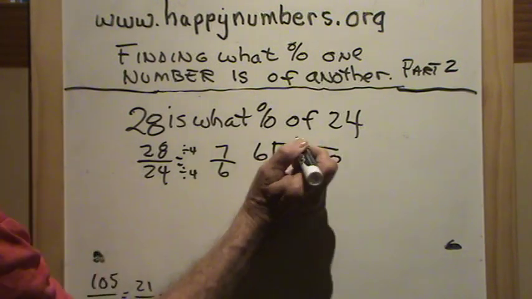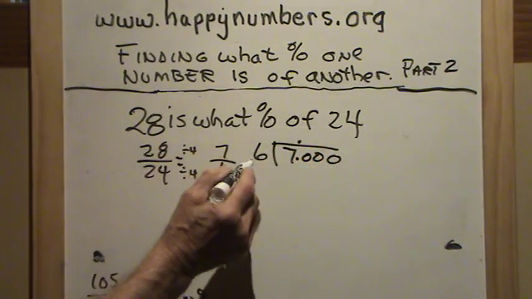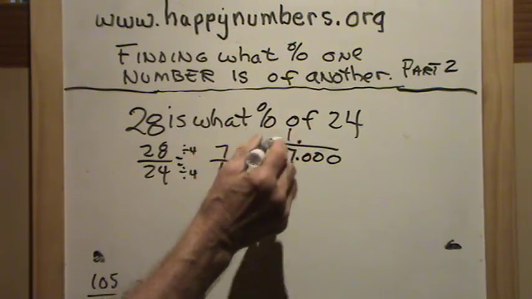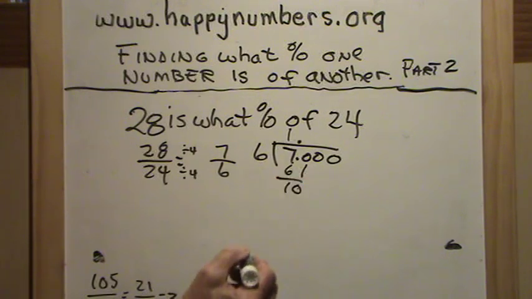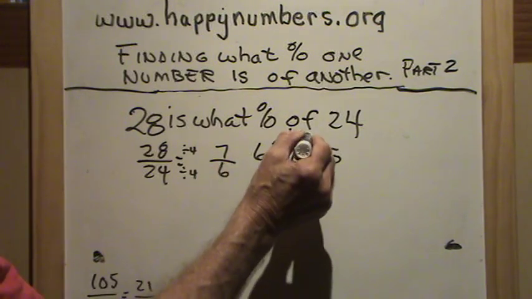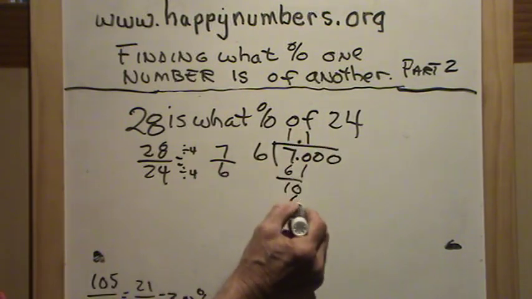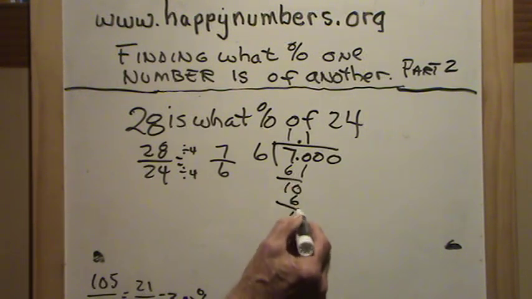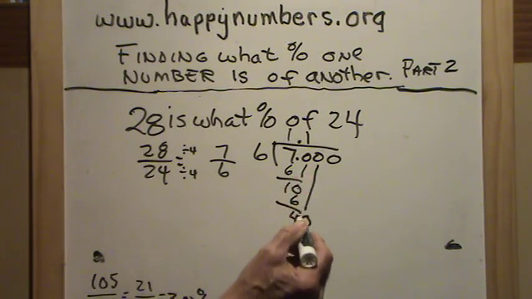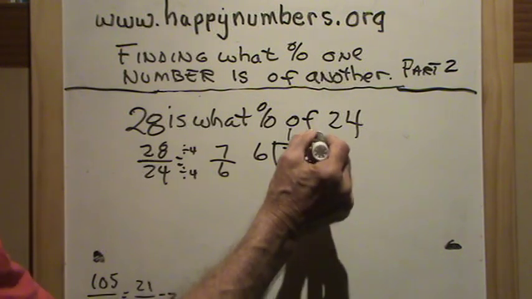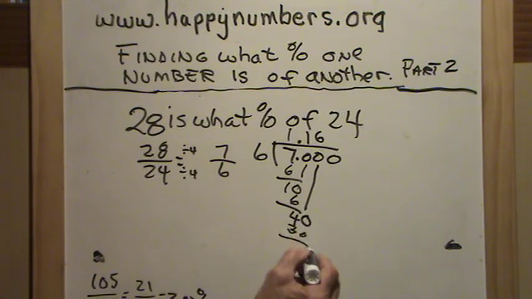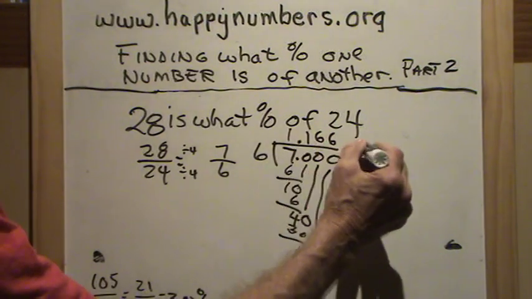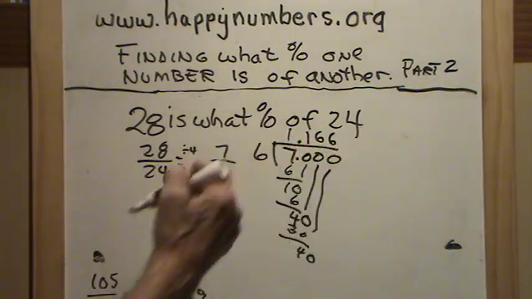Okay, let's put our decimal point here. Now, 6 goes into 7 one time. 1 times 6 is 6. Subtract, I get 1 and bring down a 0. 6 will go into 10 one time. 1 times 6 is 6. Subtract, I get 4, bring down a 0. I'm going on a slant here. 6 goes into 40 6 times. 6 times 6 is 36. Subtract, bring down a 0. And I can see that this is just going to go on with 6s because I'll keep getting 40. So I can stop here.